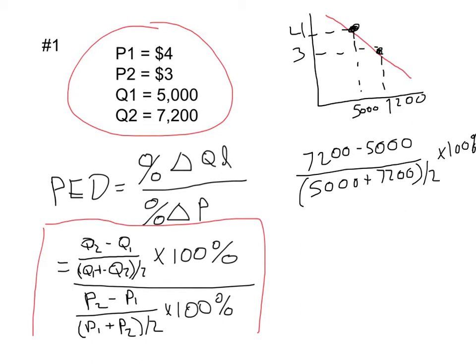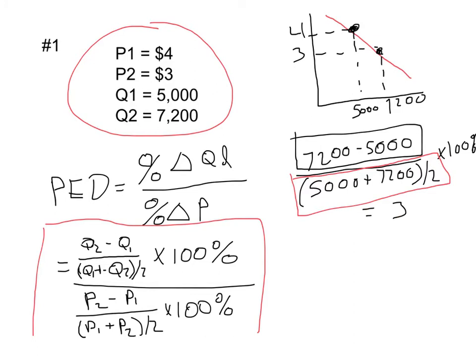So what we're doing is finding the change in demand right here, and then dividing it by the midpoint. We find the midpoint by adding the 2 points together and dividing by 2. If you do that math and simplify it out, you get a 36.07% increase in quantity demanded.